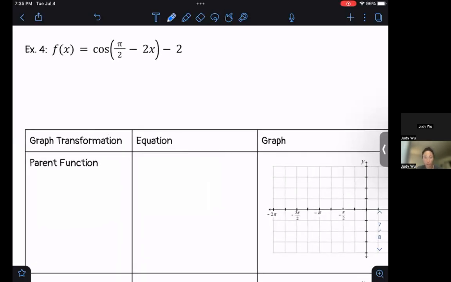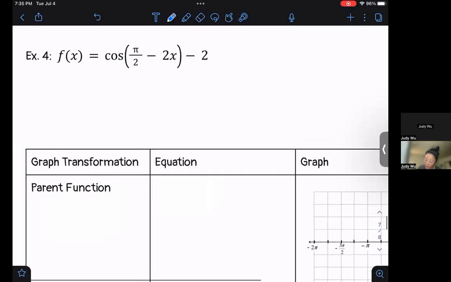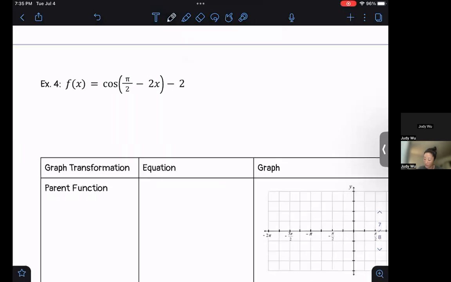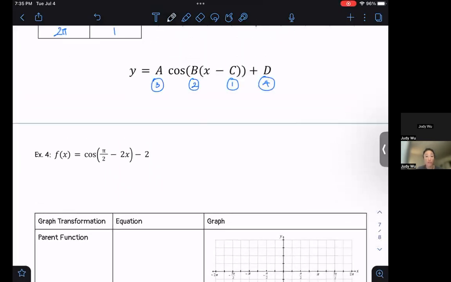Take a look at example 4 here. If we look at example 4, we might think, oh, this looks a little bit different. And it is, in a few ways. So it's really important that we take the time to rewrite it so that the form matches what we have when we look back at the graph transformations from the previous page. We want to see the B, we want to see the C, we want to see the D.